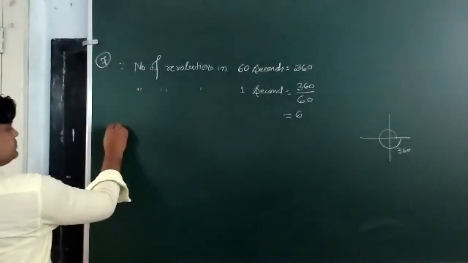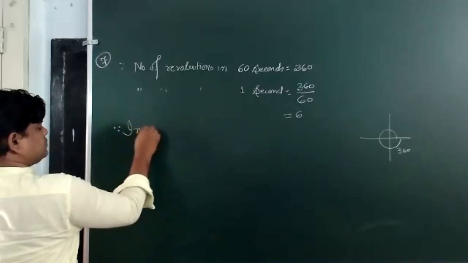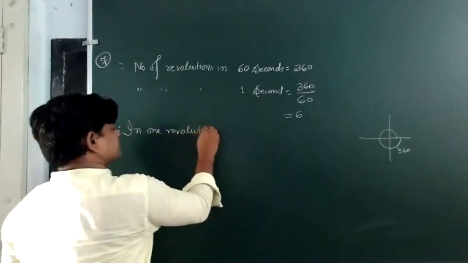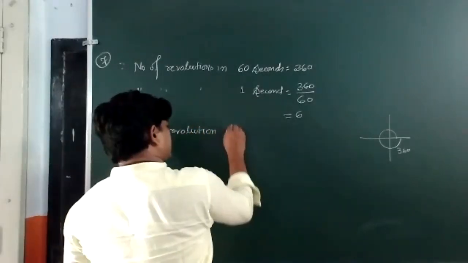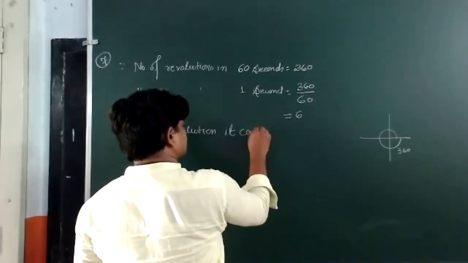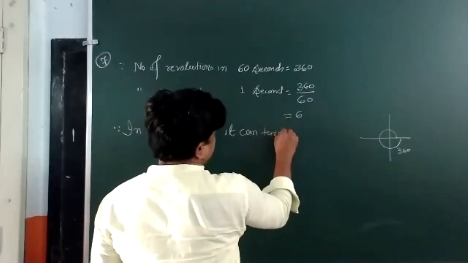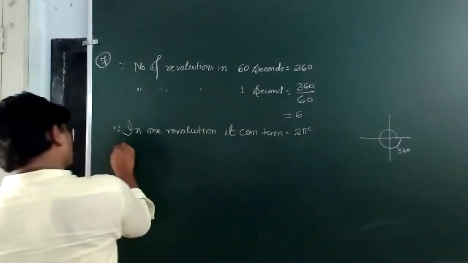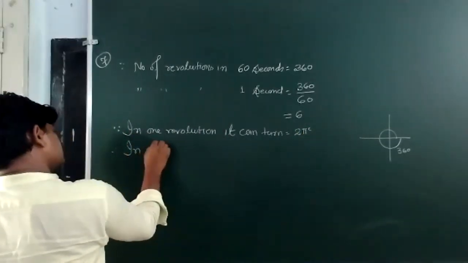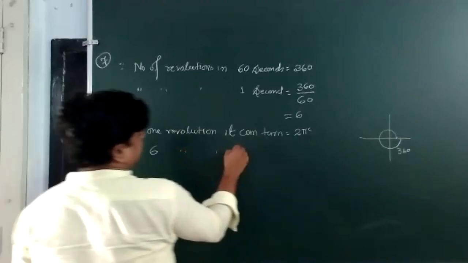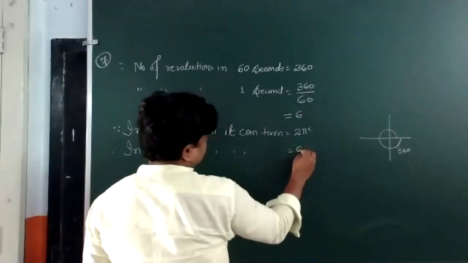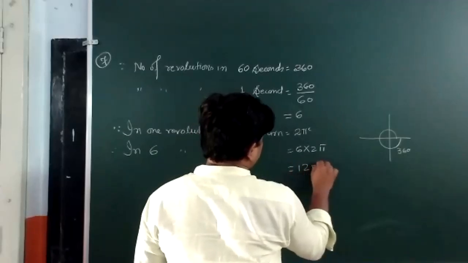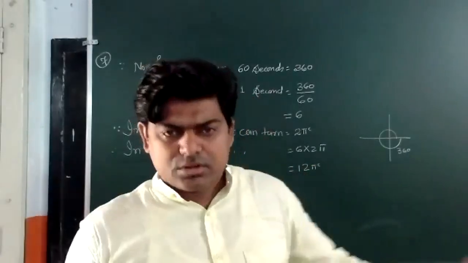So what can I write? In 1 revolution, it can turn 2 pi radian. Therefore, in 6 revolutions, it can turn 6 into 2 pi, which is equal to 12 pi radian. That is your answer. What was the question?